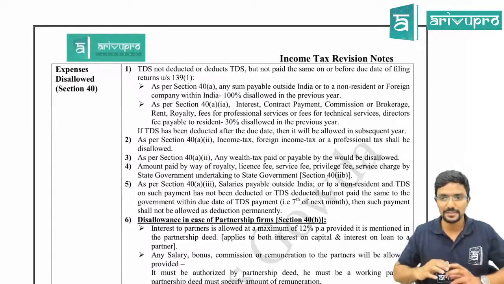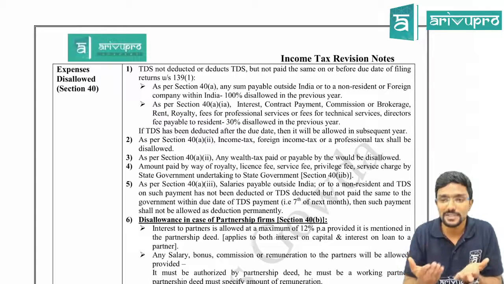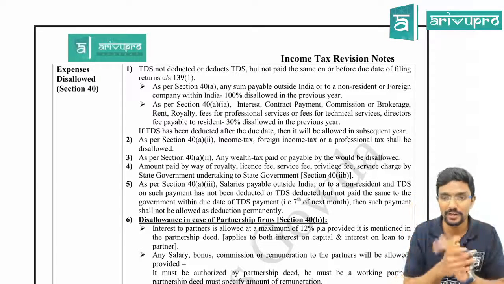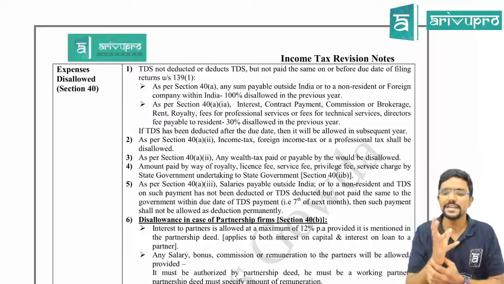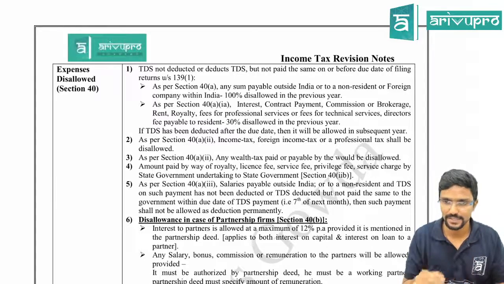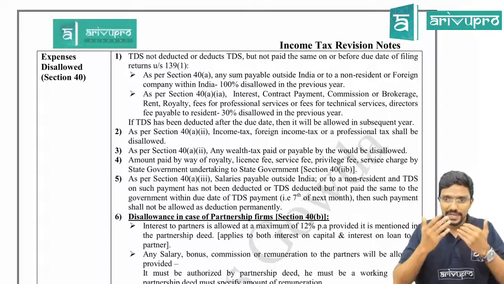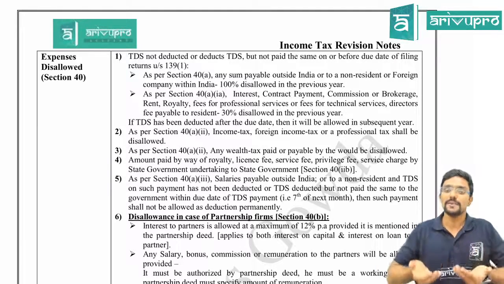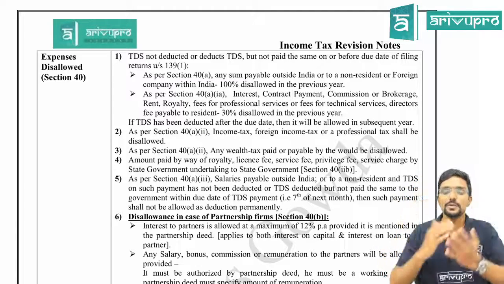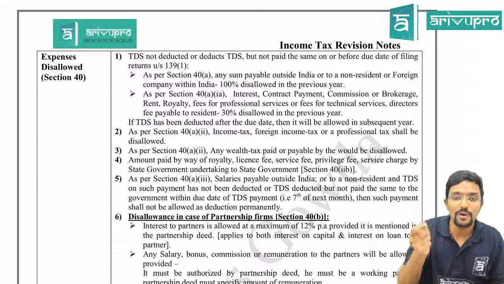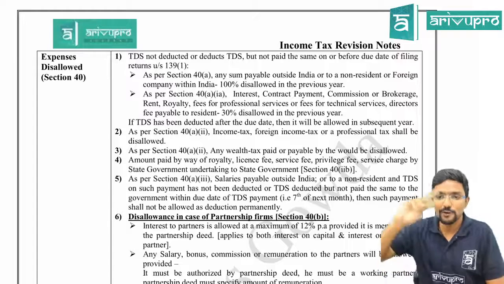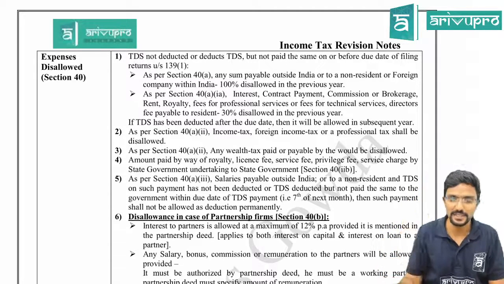Disallowance expenses means even though you have incurred these expenses, you cannot debit them to your P&L account because you are violating some provisions as per the Income Tax Act. So what are those? One by one we will see. Pay attention. If TDS is not deducted, or else if TDS is deducted but not remitted to the government within the due date of filing the return of income, in the following three cases.